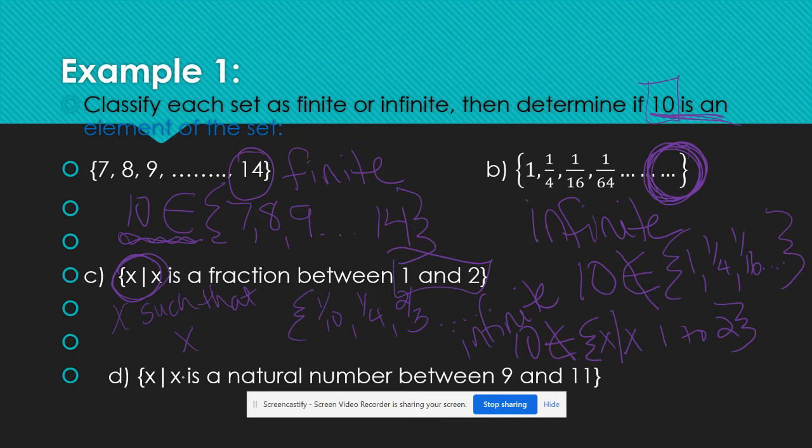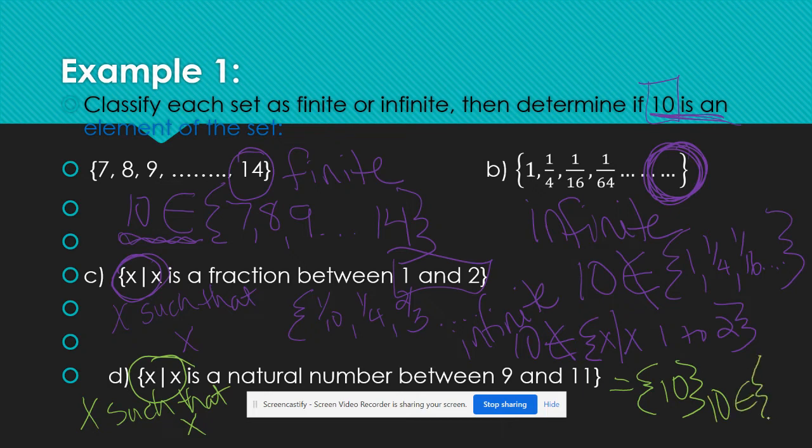And then last but not least, we have this right here, x such that x is a natural number between 9 and 11. Now, they didn't say between and including. They said between. So the only natural number, remember, natural numbers are counting numbers, that is between 9 and 11 is 10. So 10 is the answer to that set, which means 10 is an element of that set.